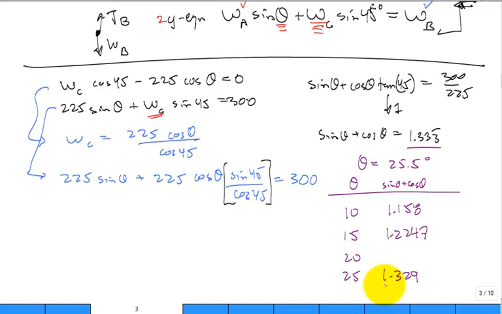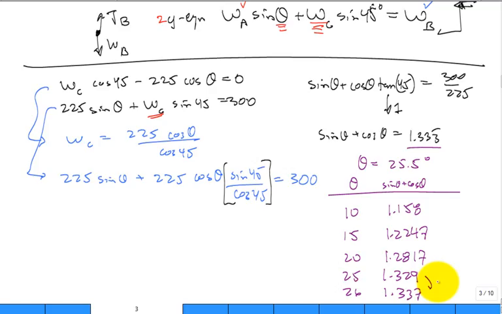You're going to do a little linear interpolation, a straight line between the last two guesses. Let me write in 20 for you. It's 1.2817. And you want it to be 1.3333. You try 26, I've got 1.337, and so it's right in there. I rounded off to 25.5, be done.